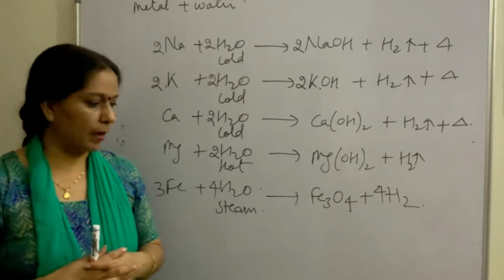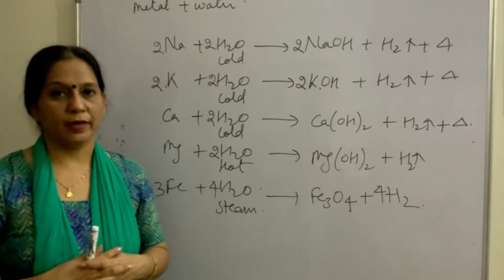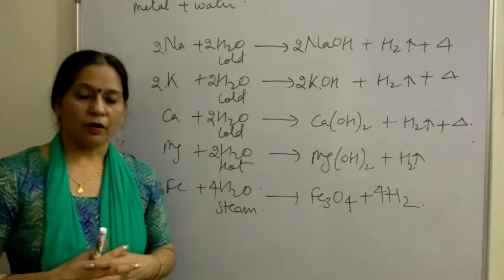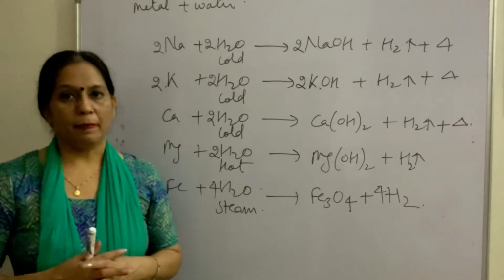This is all about part 1 of chemical properties of metals. We will see other chemical properties of metals in part 2.